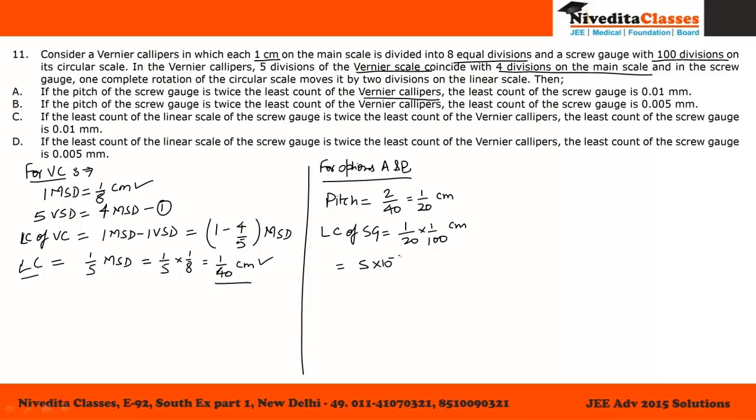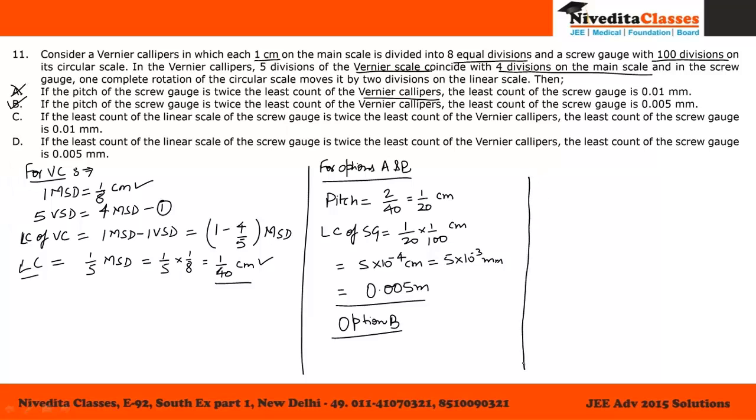and this is equal to 5 into 10 raised to power minus 4 centimeter. As the options given to us are in mm, let's convert it into mm. It will give us 5 into 10 raised to power minus 3 mm, and if I write it in decimal form, it will be 0.005 mm, which is our option B. So from this calculation we have found that option B is the correct answer, and option A is wrong. Now let us see the remaining options.